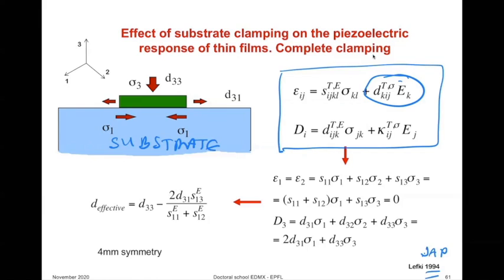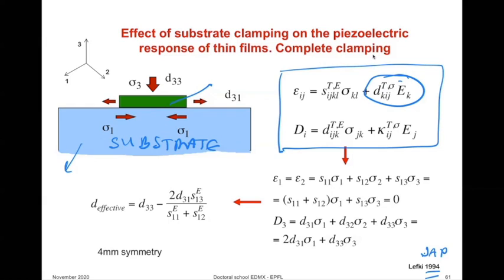So we have a piezoelectric material here. We have a substrate, and we are applying pressure that comes perpendicularly to the sample. Now, when you apply a pressure, the sample will try to expand in this direction. That's just through the Poisson ratio that you have in mechanics. If you press something, it will have a tendency to increase in other dimensions.